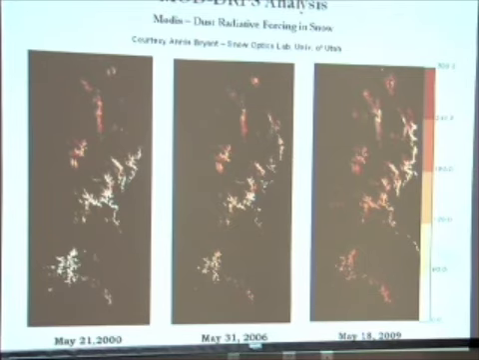So this is a really exciting product because this enables us to calculate the radiative forcing caused by this dust over a time series of these images over the whole spring and actually estimate how much extra energy got absorbed by the snowpack over the course of a season.